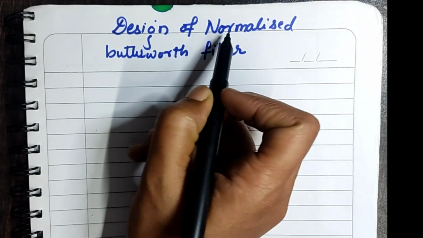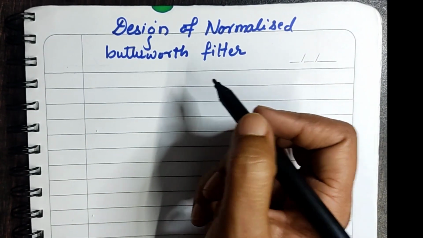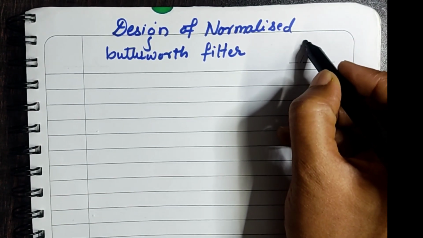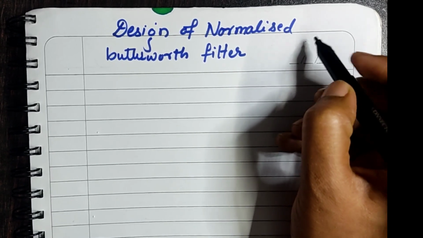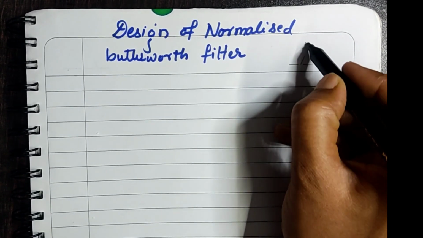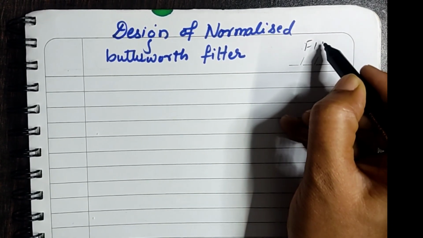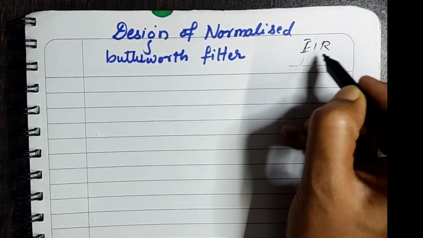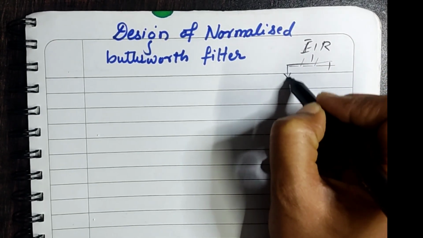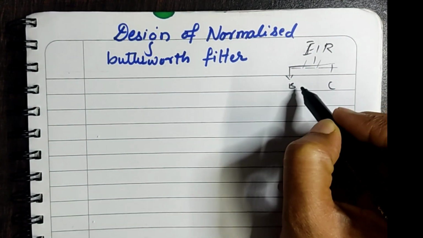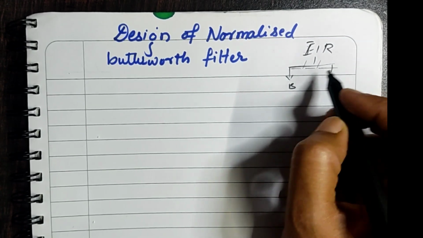We will see the design of the normalized Butterworth filter. Actually, in filters we have IIR filters and FIR filters. First we will see IIR filters. In IIR filters, we have Butterworth and Chebyshev. Mainly there are four types actually.